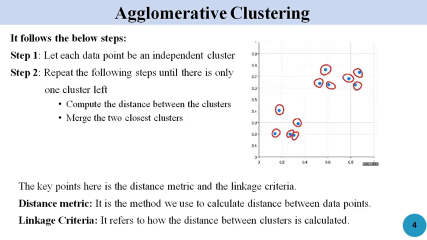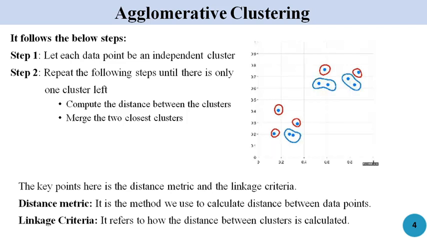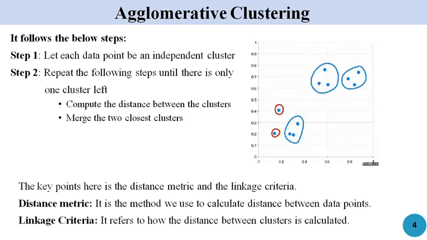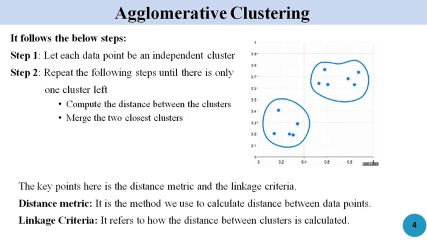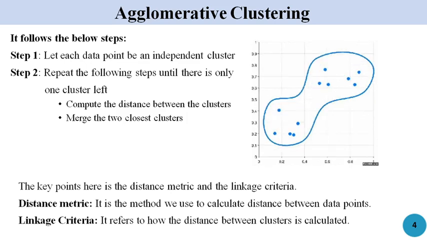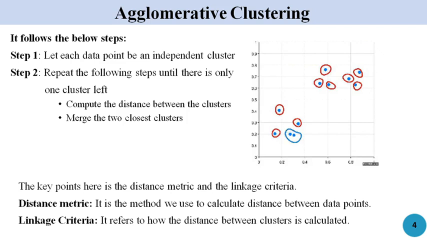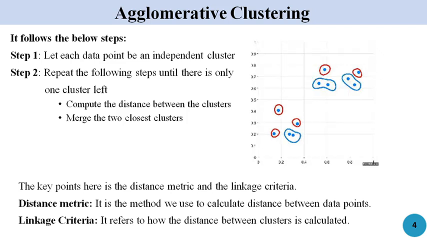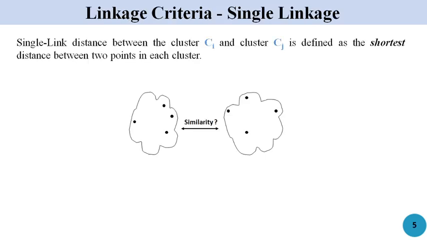For example, let us consider that we have two different clusters with each cluster having 3 data points. Now, how are we going to compute the distance between the clusters? Which are the points that we take into consideration in order to compute the distance between the clusters? This information will be given by the linkage criteria. In this session, we will be studying 4 different linkage criteria. The first one is the single linkage.